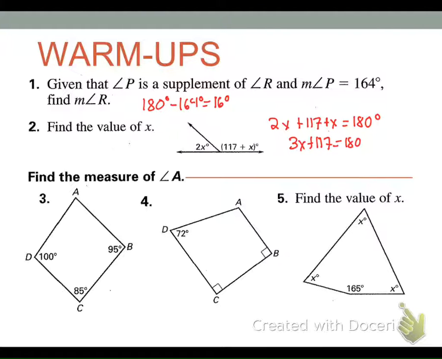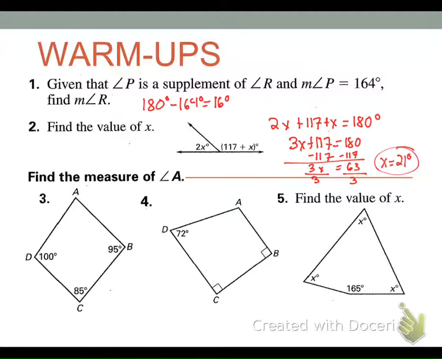I need to get my x by itself. What is my first step? Yep. Subtract over 117. What did you get with it? We get 63. And we have 3x. We need to get x by itself. How do I get x by itself now? We're going to divide each side by 3. I get x equals 21 degrees.